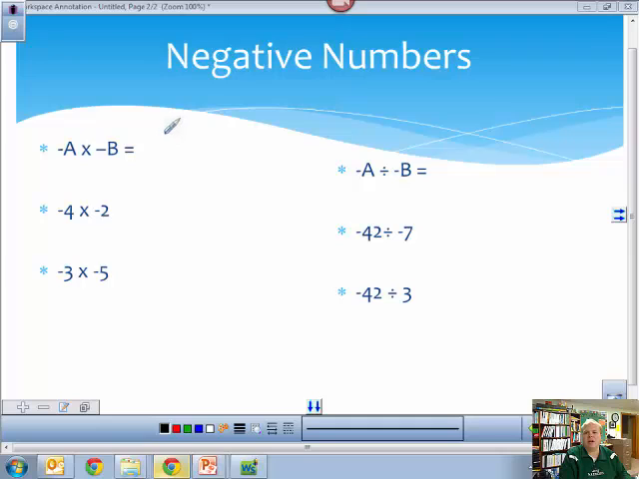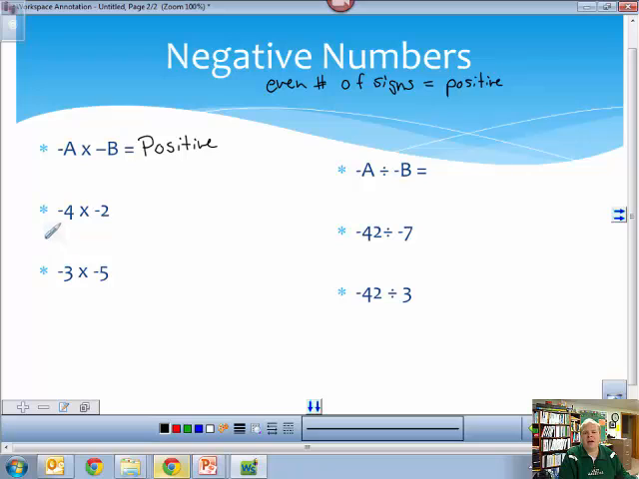Here we go. Now we're going to look at some negative numbers. The rule is with negatives that if I have an even number of signs, my answer is going to be positive. Okay? Well, how many signs do I have here? I have 2. So, the rule then, this would be a positive answer.